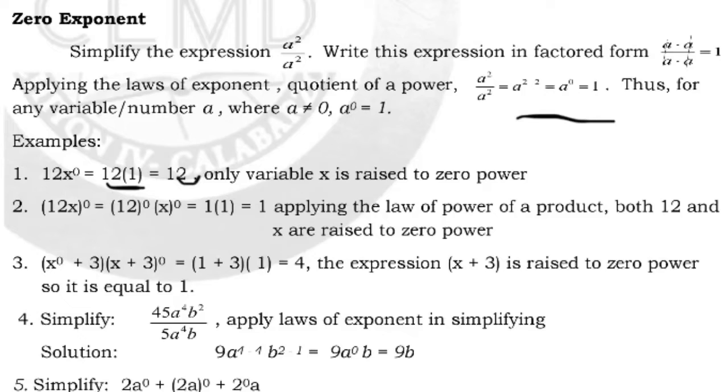So 12 to the power of 0 is 1. x to the power of 0 is 1. So we're going to have 1 times 1 equals 1. Okay? So the answer for the quantity of 12x to the power of 0 is equal to 1.